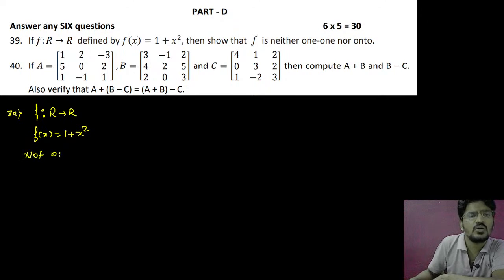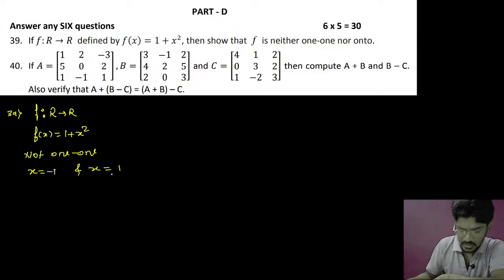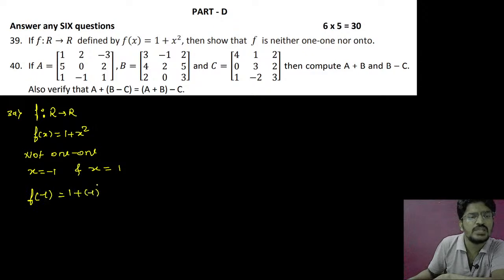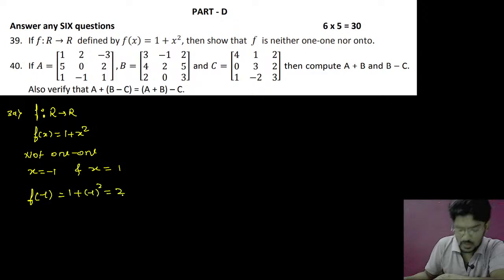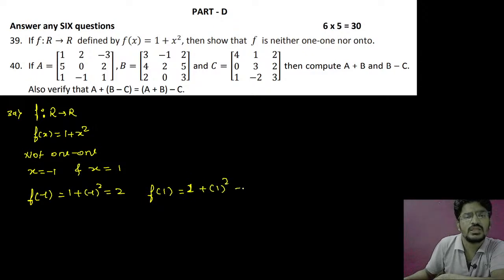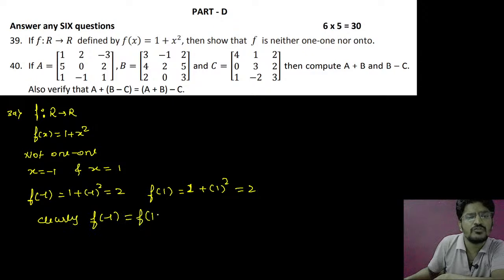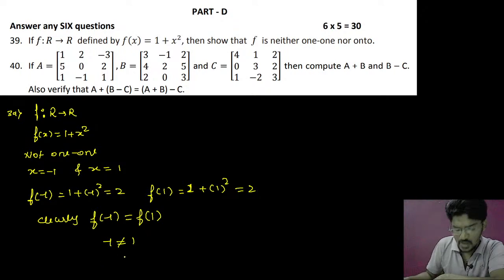So for not 1-1, we shall take x equal to minus 1 and x equal to plus 1. So we can simplify. What will be f of minus 1? 1 plus minus 1 square, that is going to be equal to 2. In the same way, what is f of 1? f of 1 is also 1 plus 1 square, that is also 2. So clearly you can see that f of minus 1 is equal to f of plus 1, but minus 1 is not equal to plus 1. Therefore it is not 1-1.